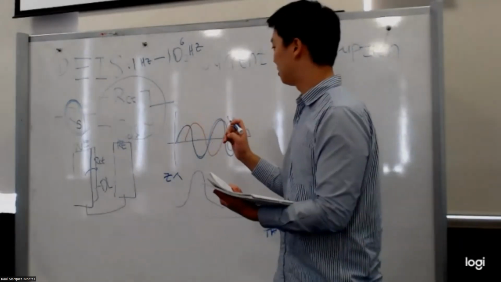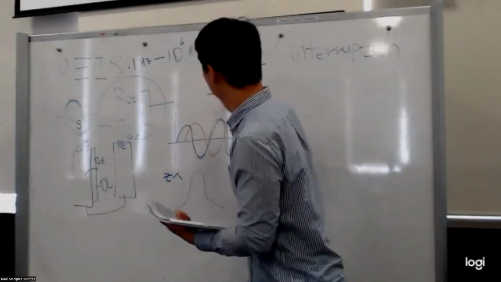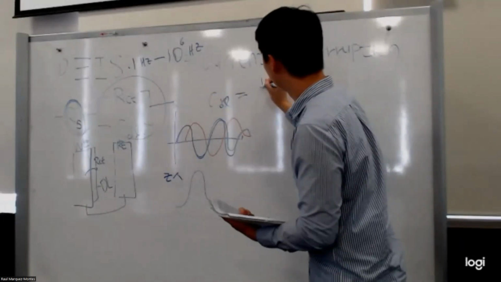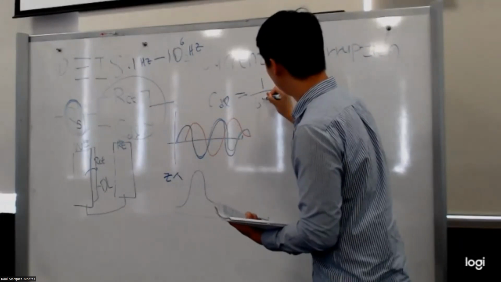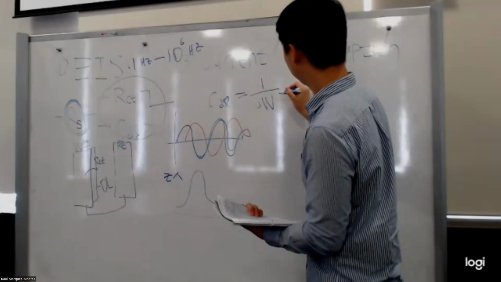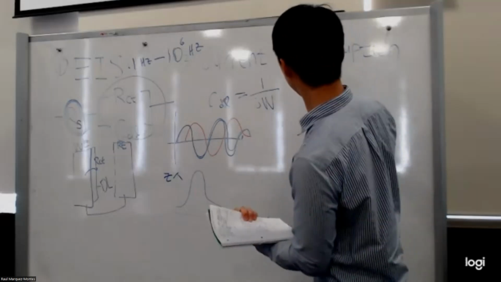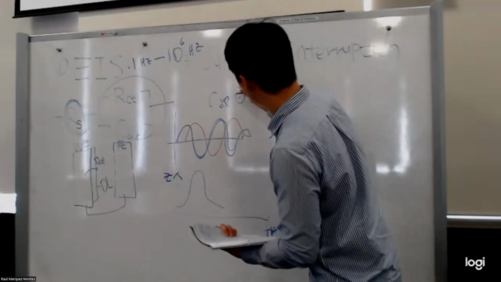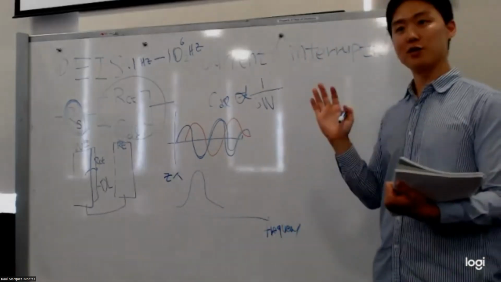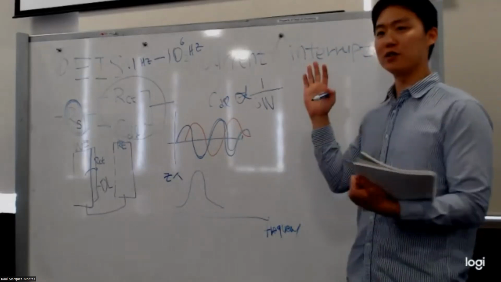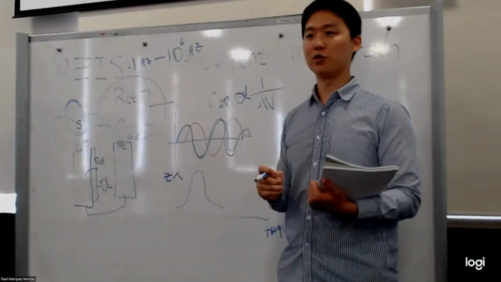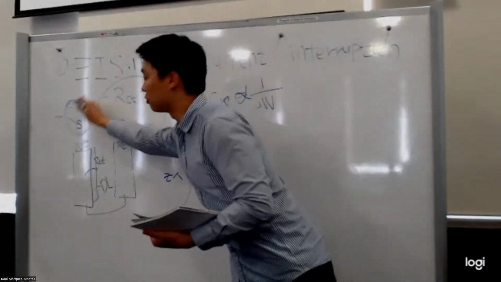Here. Okay. This double layer term is mathematically expressed by... it's inversely proportional to the frequency. So when you increase the frequency, this term goes to zero. And that's why we can only obtain the resistance.